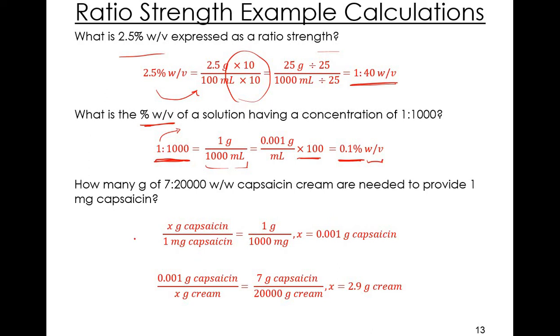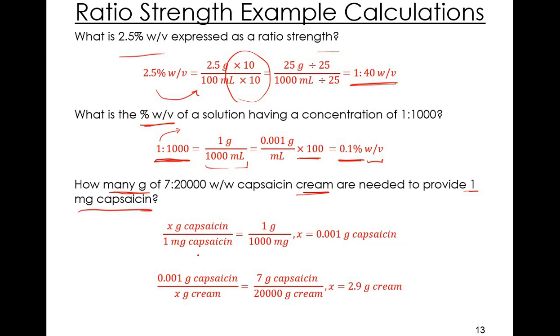In the final example, the first two were conversions where we were going in the first from a percent to a ratio, and the second from a ratio to a percent. In this problem, we're actually using the concentration in a calculation. This asks how many grams of this cream are needed to provide 1 milligram of capsaicin.